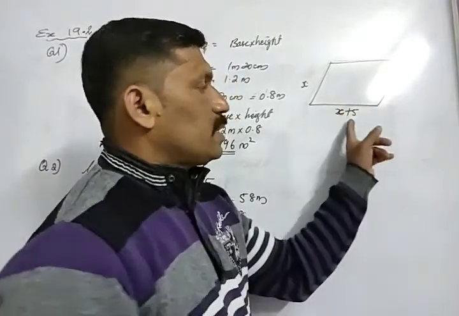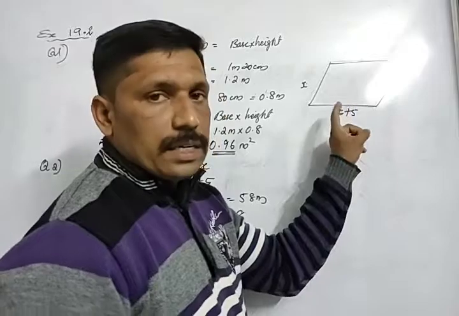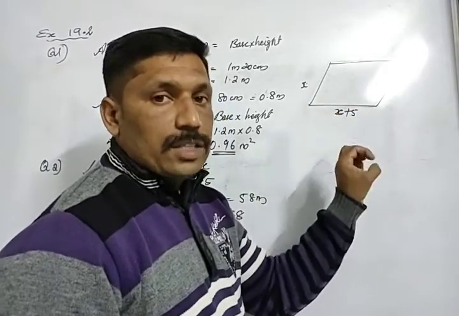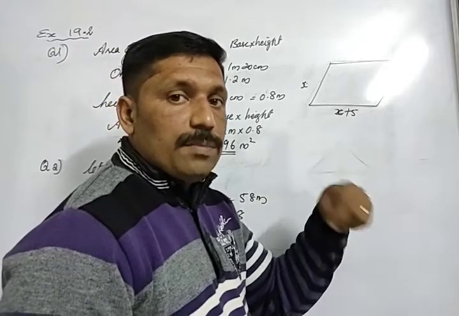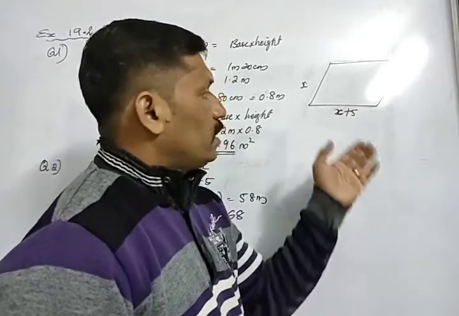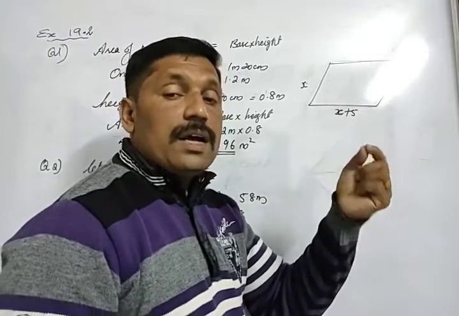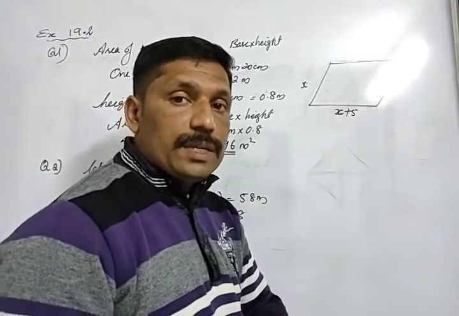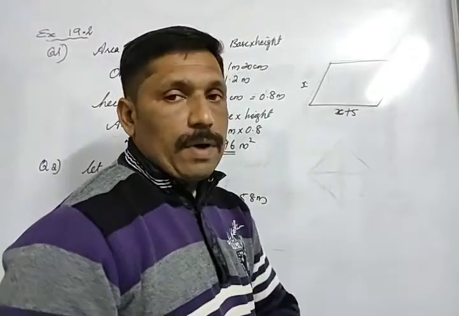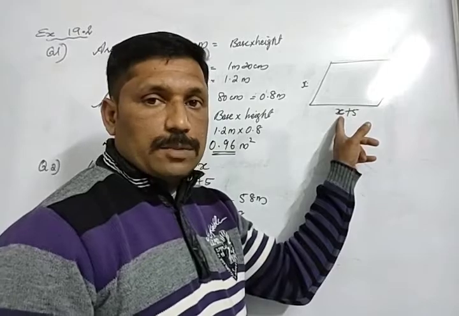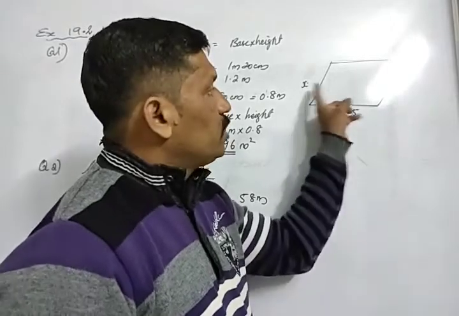Why have we written x plus 5? Because it is told that the difference between these two sides is equal to 5 centimeter. That means one side is 5 centimeter more than the other side. Therefore, when we subtract, we get 5. If one side is 5 more than the other side, then only the difference between the two sides will become 5. So we assume breadth is x and length is x plus 5, and the perimeter is given.